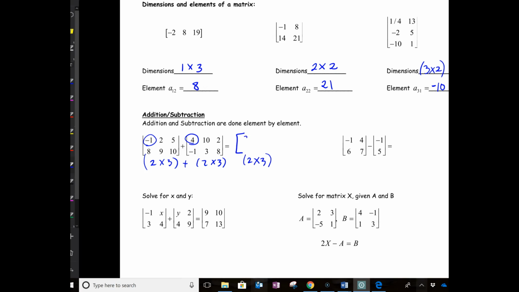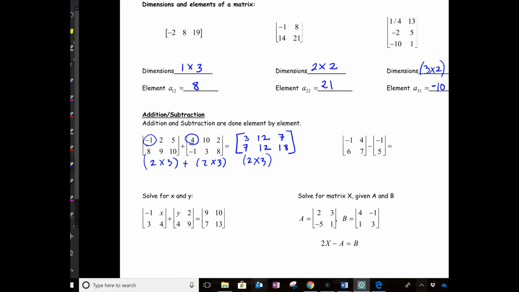So if I add -1 plus 4, adding the corresponding elements, I would get in row 1, column 1, the answer 3. Add 2 plus 10, and I would get 12. 5 plus 2, and I get 7. 8 plus -1, and I get 7. 9 plus 3, and I get 12. 10 plus 8, and I would obtain 18. So there would be my answer.